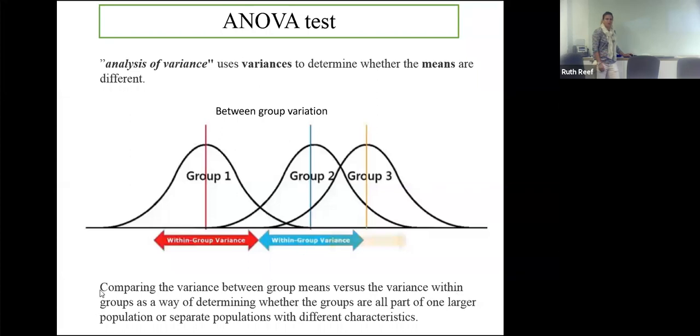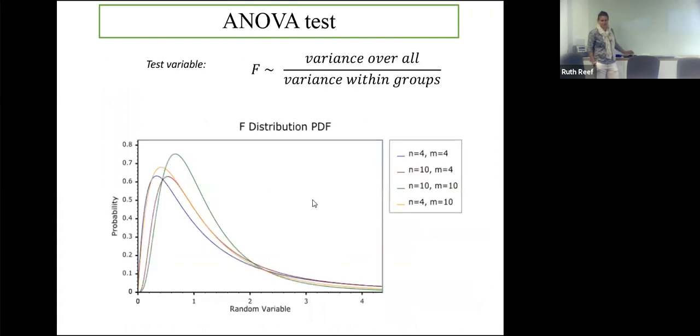So by comparing the variance between group means versus the variance within groups, we can determine whether the groups are all part of one larger population or separate populations with different characteristics. This time we're looking at the characteristics of the distribution, and we're working out, is this a different distribution to that? Is the variation different?